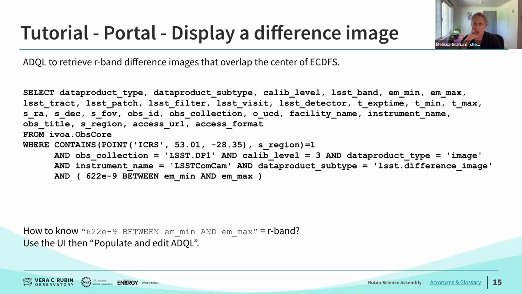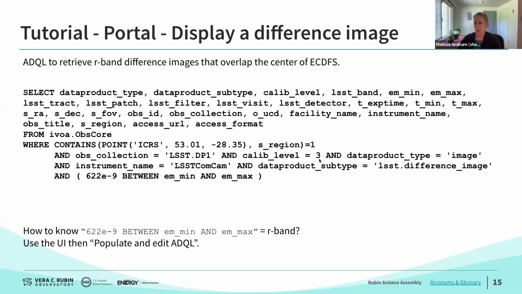ADQL is probably something you're now familiar with from the past sessions of the Data Academy. This particular ADQL statement will retrieve an R-band difference image that overlaps the center coordinates of the Extended Chandra Deep Field South, the ECDFS field. This query selects all of the key columns from the ObsCore table where the image overlaps the central location of ECDFS, that's 53, minus 28.